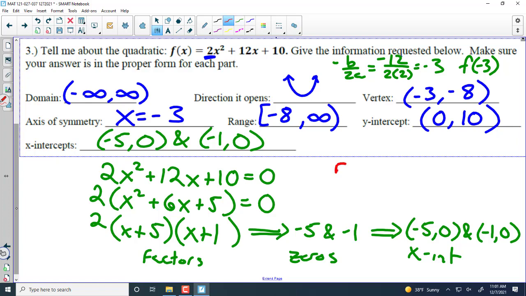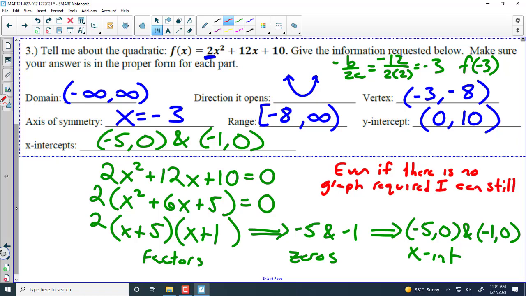So even if there is no graph required, I can still answer a bunch of questions. There's still a lot we can do with this quadratic, even if you're not required to draw the full graph. A lot of information to find out there. This is your review day. I'm not trying to put the burden on you by the way I said it. I'm just saying if you have questions over one of these when we do it, it's a good time to ask.